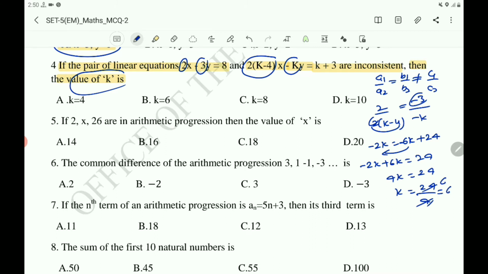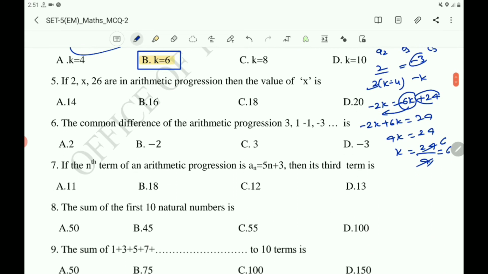Here I have taken it directly, because the product of these two, that is 3 2s are 6 and 6k, you will get here, so it is minus 6k, and 2 4s are 8, 8 3s are 24. Here minus into minus gives plus. You must know the knowledge of the signs while adding, subtracting and multiplying. Here you got the answer k equals 6, that is option B is the answer. Note down option B.